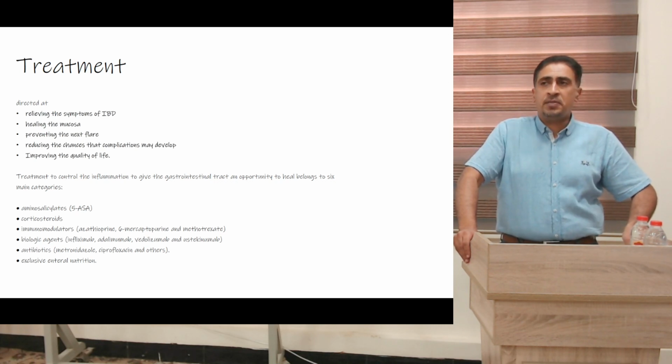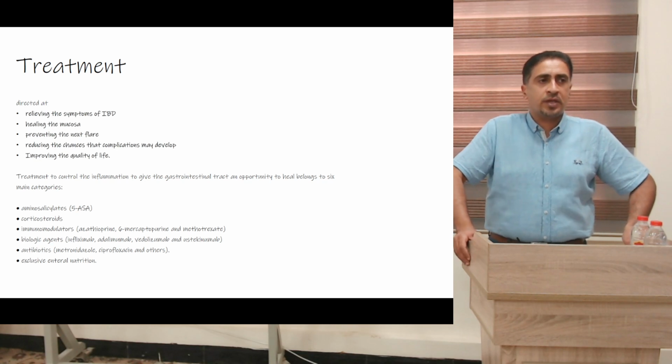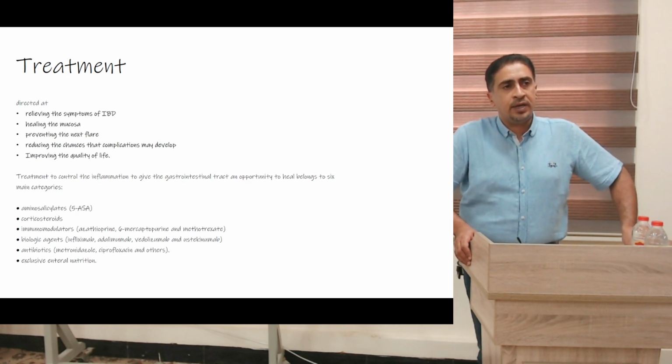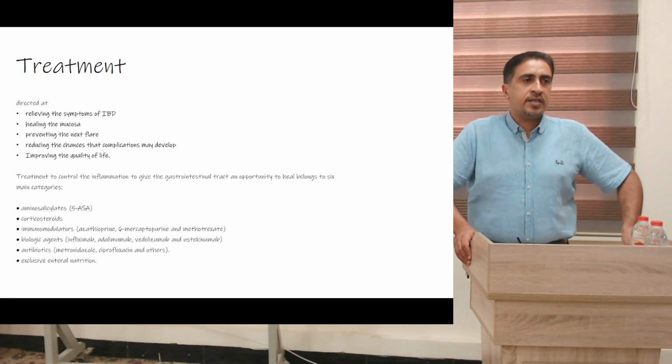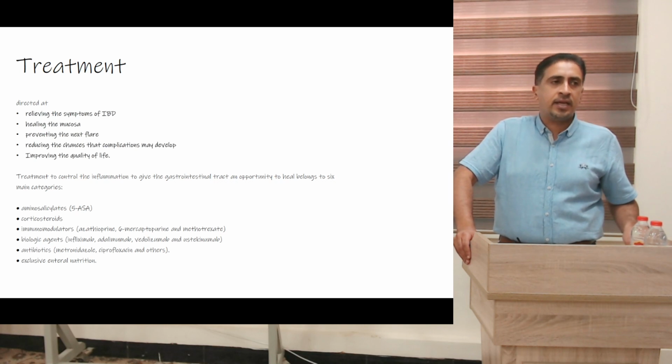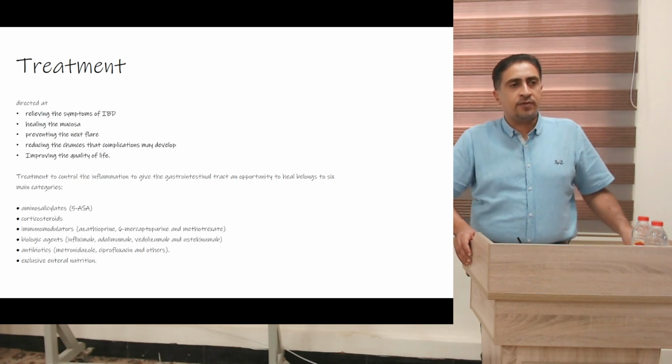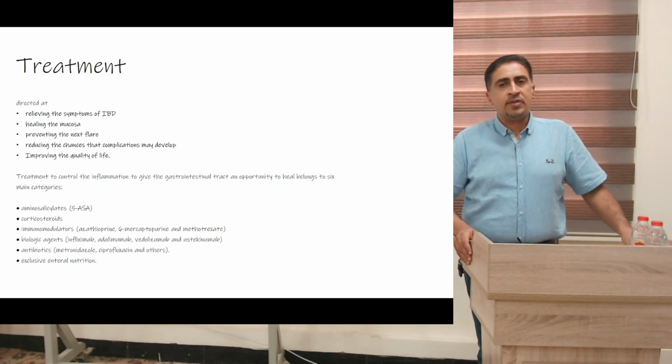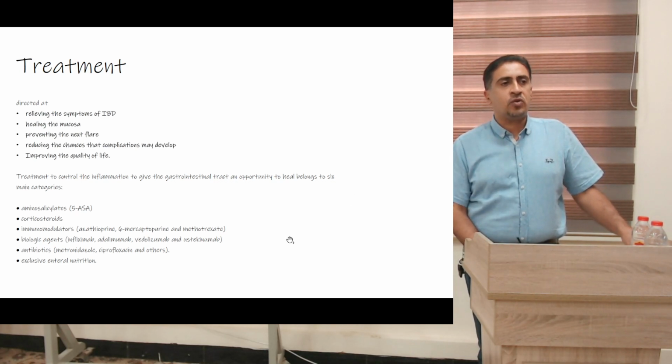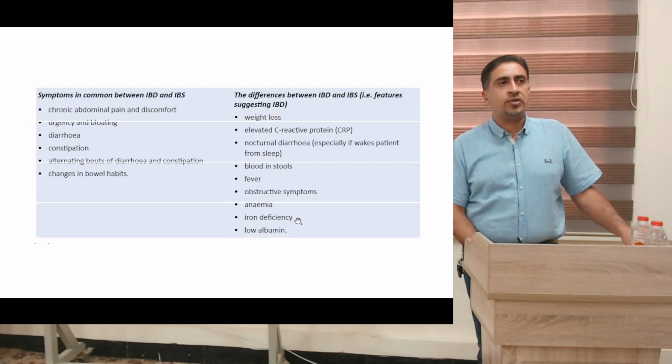The main biological lines are infliximab, which is called Remicade, adalimumab, Humira, vedolizumab, Entyvio, and ustekinumab, which is Stelara. Sometimes we use antibiotics like metronidazole and ciprofloxacin, especially in post-operative Crohn's disease. And sometimes we use, especially in the pediatric age group, exclusive enteral nutrition.